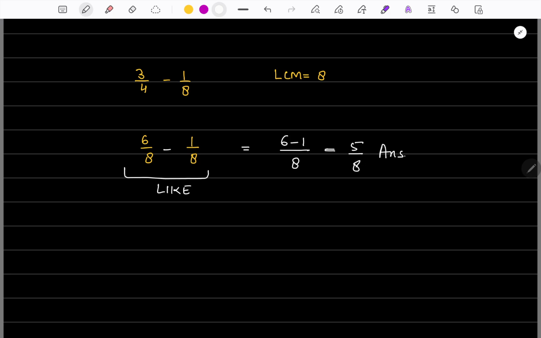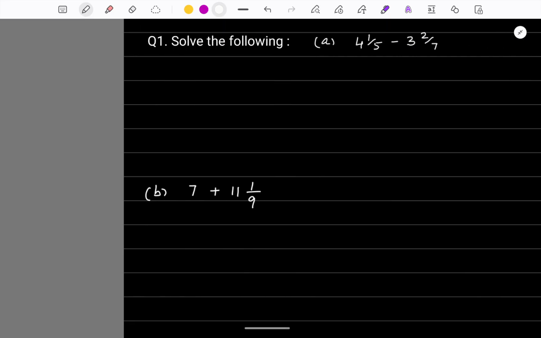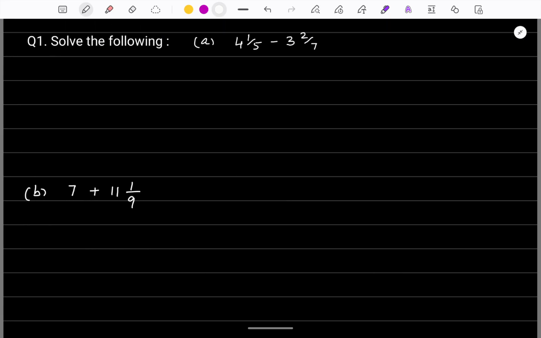So from these examples, we have understood how to add or subtract like fractions and also how to add or subtract unlike fractions. Now we can move on and solve some questions in order to have a better understanding of this topic. In the first question, we have to subtract 3 2 by 7 from 4 1 by 5. To do that, we see that both the fractions are in their mixed fraction form. First, we have to convert 4 1 by 5 into improper fraction form, which is equal to 21 by 5. We do the same for 3 2 by 7.